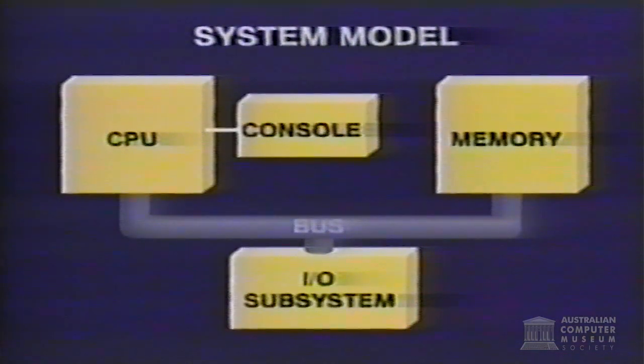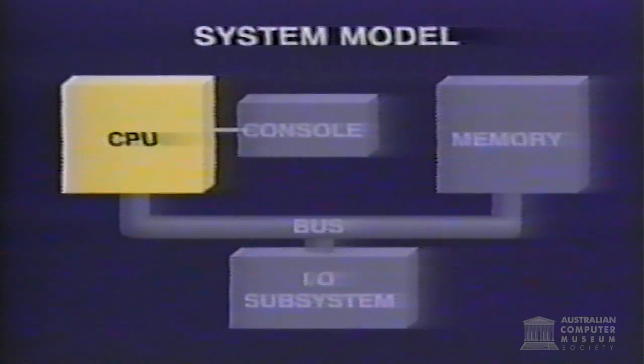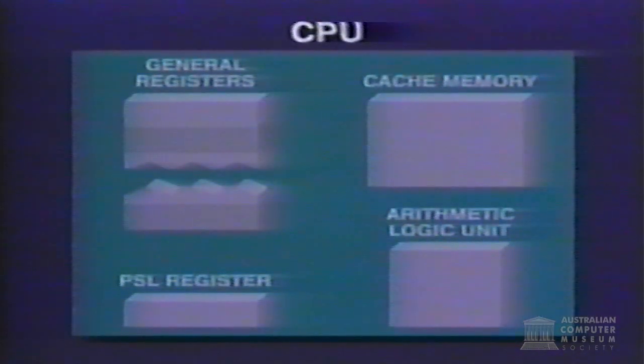Physical parts common to a VAX system include the Central Processing Unit, or CPU, a console subsystem, main memory, and an I/O subsystem. A bus interconnects the CPU with memory and the input-output subsystem. This bus carries the addresses, data, and control information that are exchanged between the hardware subsystems. The CPU is the hardware element that controls the VAX system and executes programs. Key components within the CPU include this set of general registers and a processor status long word, or PSL register. There's also a cache memory and the arithmetic logic unit, or ALU.